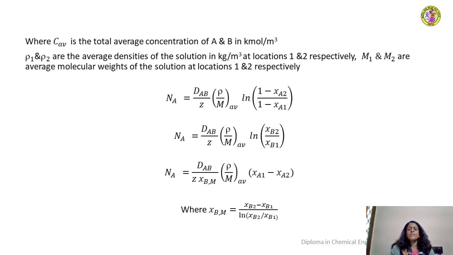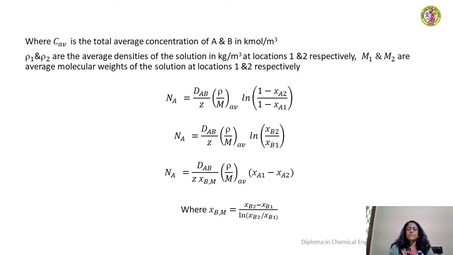So what we can do is multiply and divide the right-hand side of the equation by xa1 minus xa2 in the numerator and xb2 minus xb1 in the denominator. We make that change to the equation in order to get the final equation in terms of the concentration difference involving xa1 and xa2, because component A is the one which is undergoing diffusion, so the concentration difference should come on the right-hand side along with the coefficient.